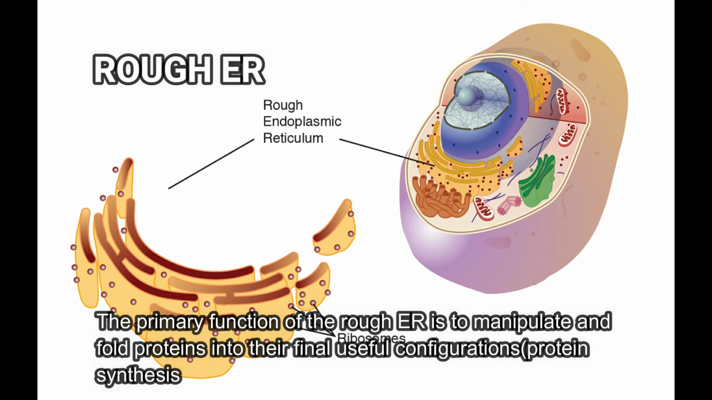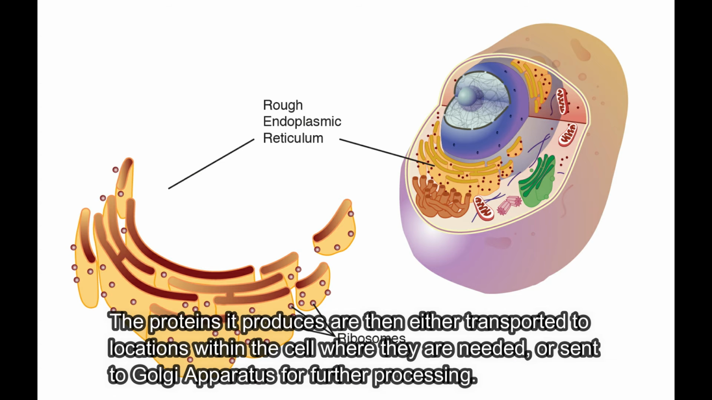The primary function of the rough endoplasmic reticulum, or ER, is to manufacture and fold proteins into their final useful configurations, called protein synthesis. The proteins it produces are then either transported to locations within the cell where they are needed or sent to the Golgi apparatus for further processing.